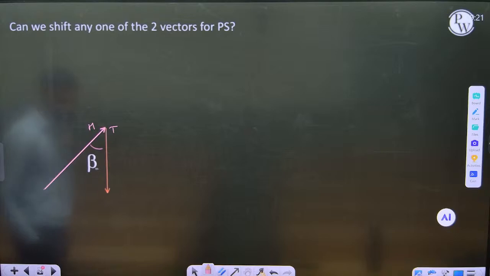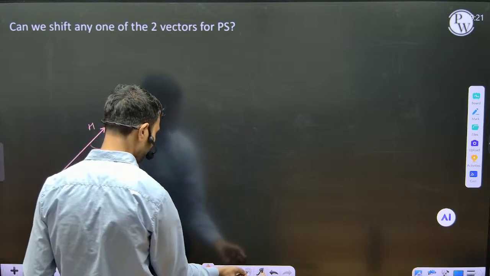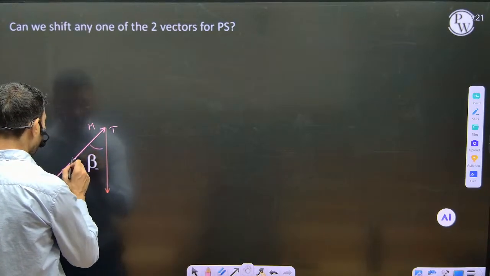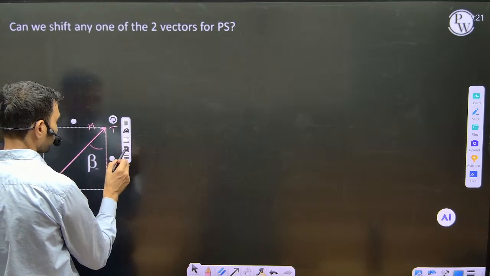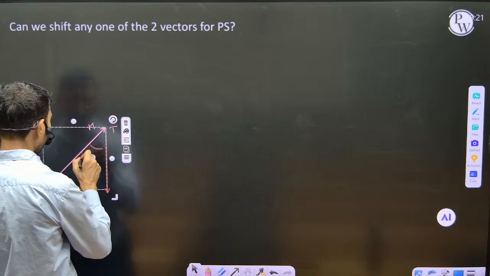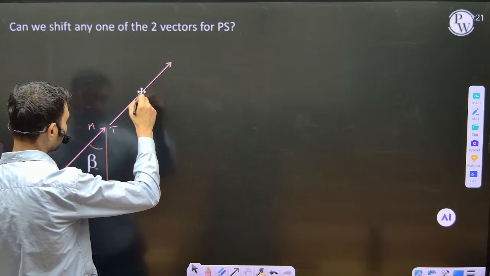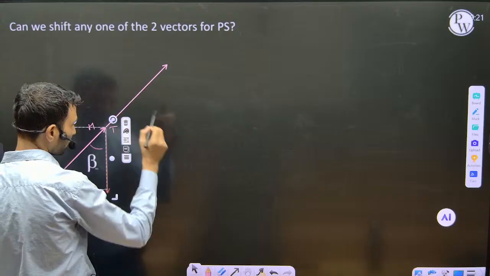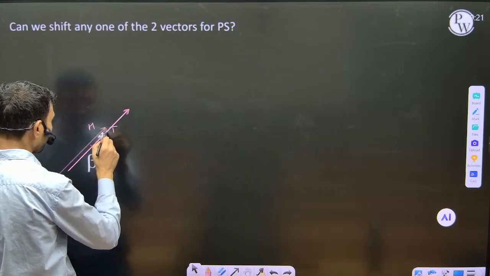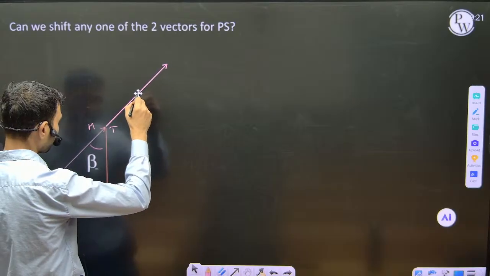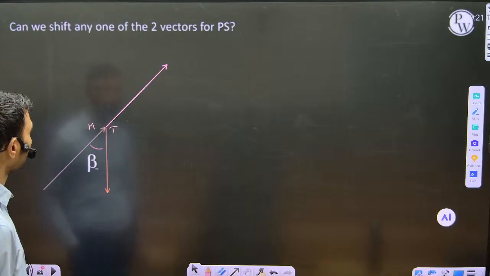To improve it, what I will do is I will take one of the vectors, right? And I will shift it parallelly like this. Or I'll take one of these vectors and I'll shift it parallelly like this. You see this parallel shifting? This is how we bring it.